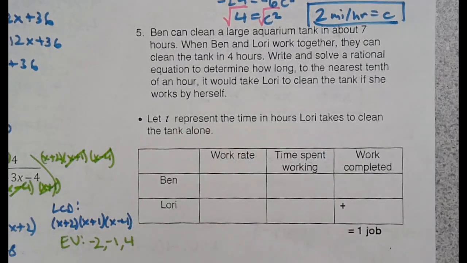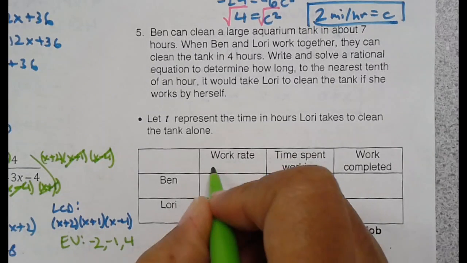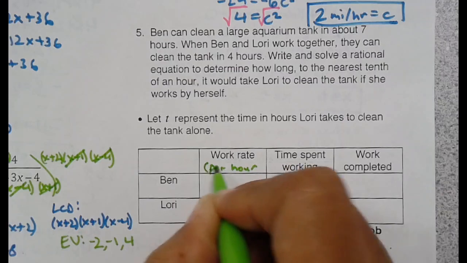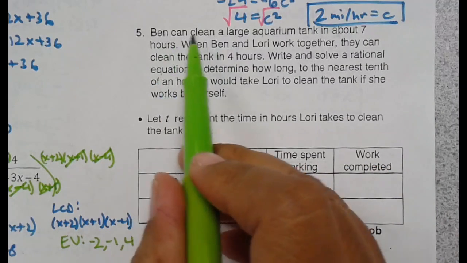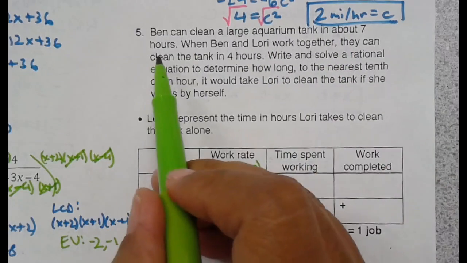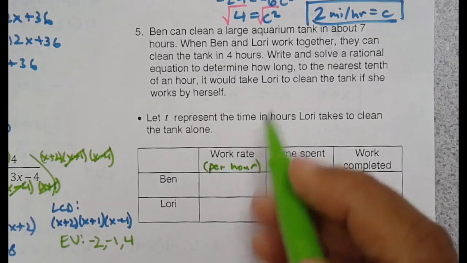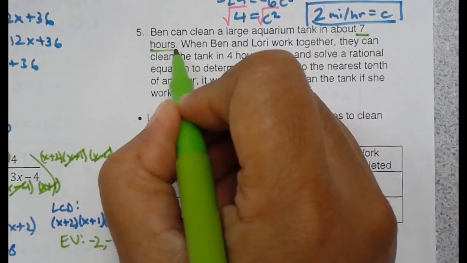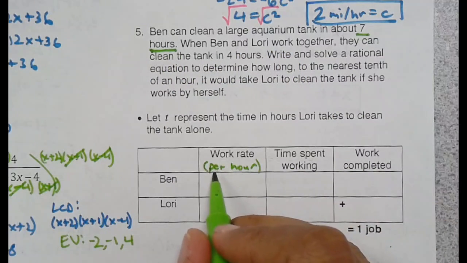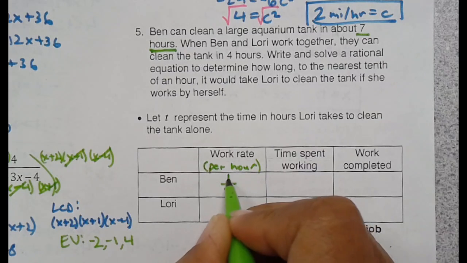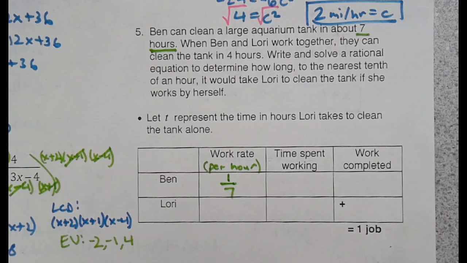So we're going to let T represent the time in hours Lori takes to clean the tank. So let's look at the work rate. If you think about the work rate, it's basically how much work can they do per hour. So Ben, if he can clean one full tank in about 7 hours, how much of the tank can he actually clean in 1 hour? So he basically can do 1/7 of the work in 1 hour. If it takes 7 hours, he does 1/7 of it in that 1 hour.